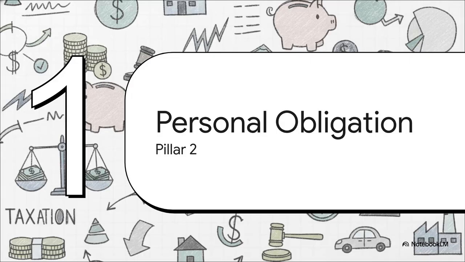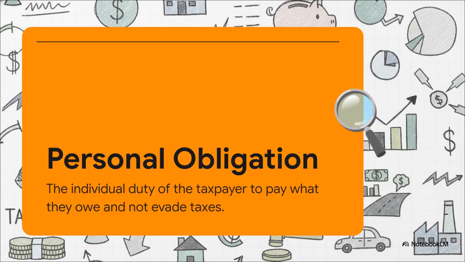Moving right along, we hit Pillar 2, personal obligation. So what does this actually mean? It means taxation places a direct, personal duty right on you, the taxpayer. It is your individual responsibility to pay exactly what you owe and, crucially, to avoid tax evasion. It's not just some broad, abstract idea floating out there. It's a direct, binding line of legal duty between the individual person and the state.